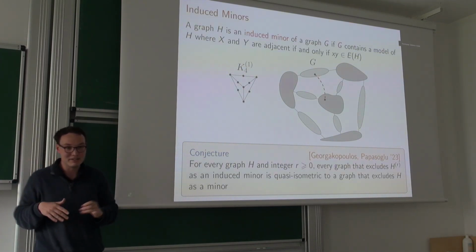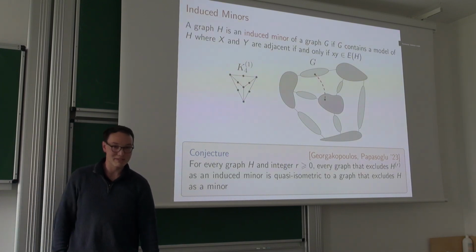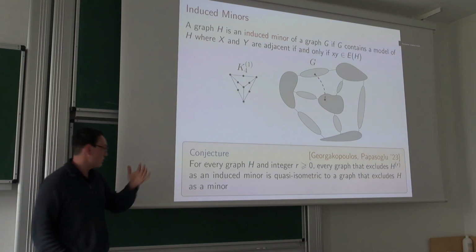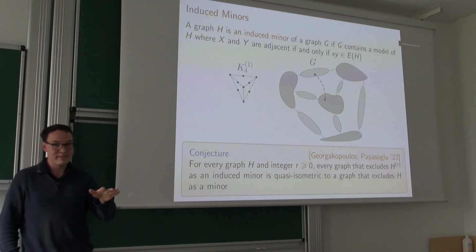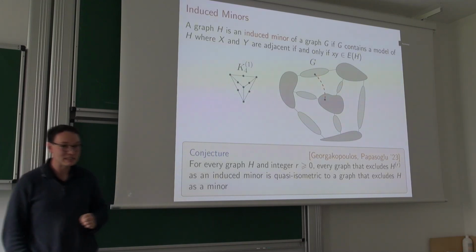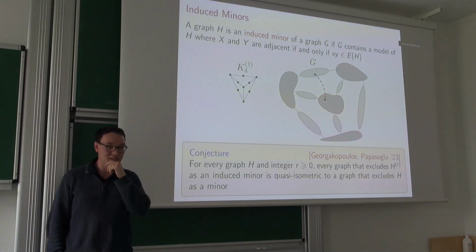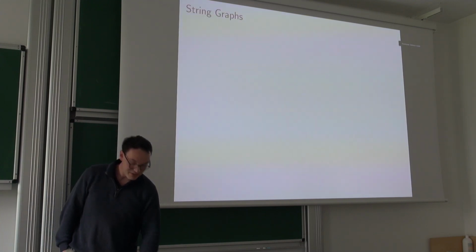So now let's think about graphs that may be quasi-isometric to planar graphs. And so according to this conjecture, we should think about things that exclude the one subdivision of K5 and the one subdivision of K3,3 as induced minors. And there's actually a well-studied class of graphs that do exclude those graphs as induced minors. Those are string graphs.